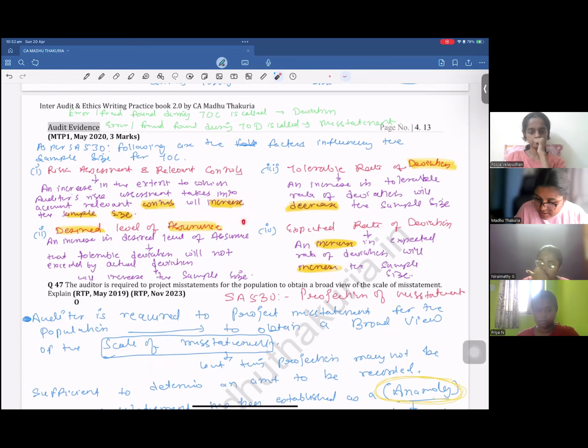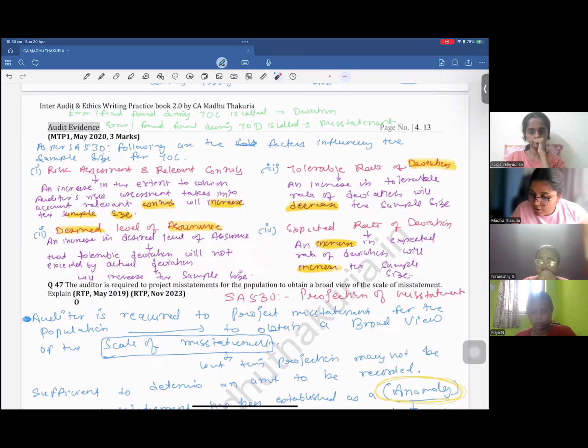Desired level of assurance: an increase in the desired level of assurance that the tolerable deviation will not be exceeded by the actual deviation will always increase your sample size, because you want to build more confidence. So whatever may be the tolerable deviation, my actual deviation will never go above that. You want to keep it within that limit, so increase your sample size if you want to do that.